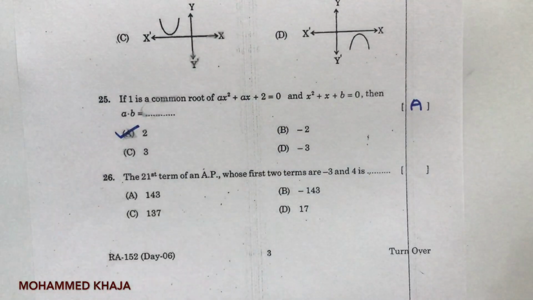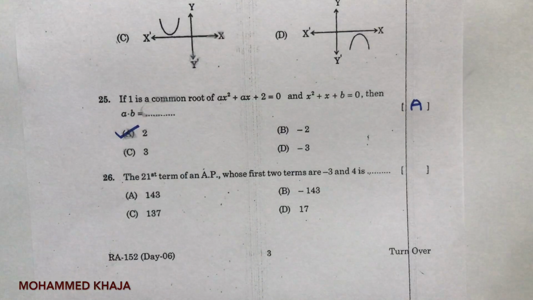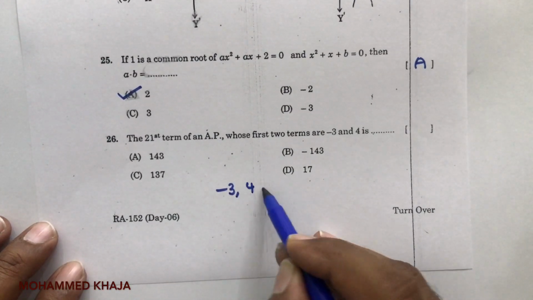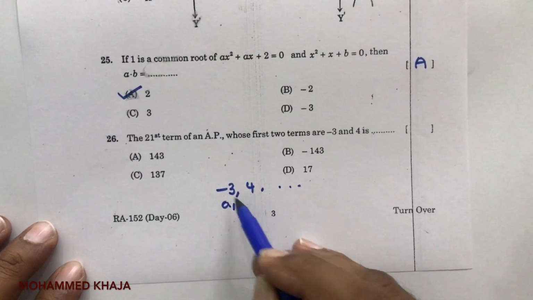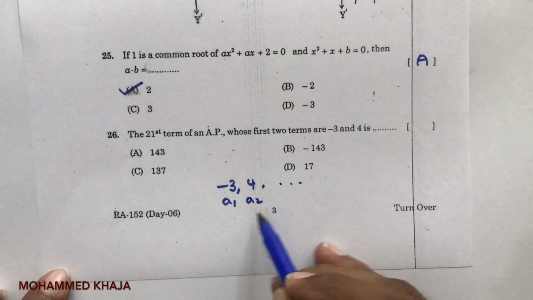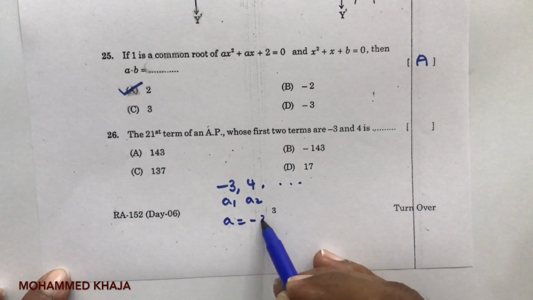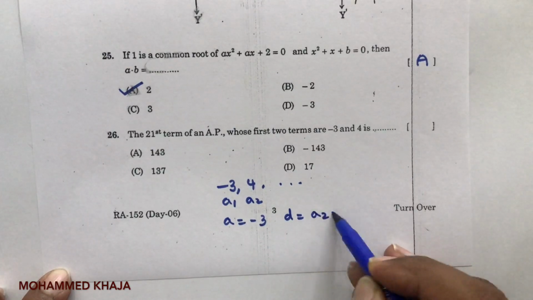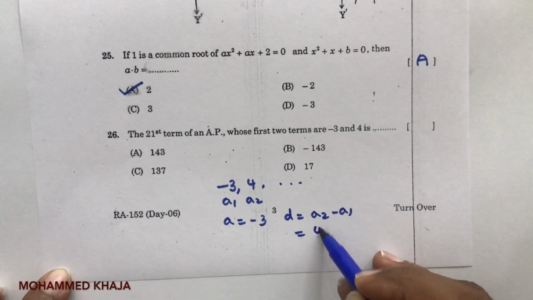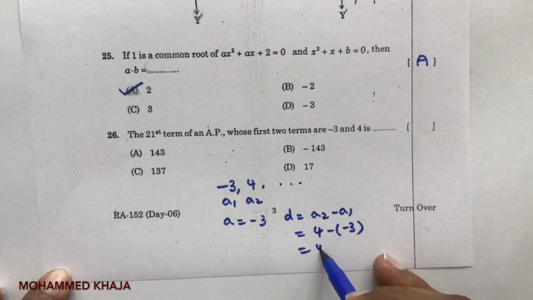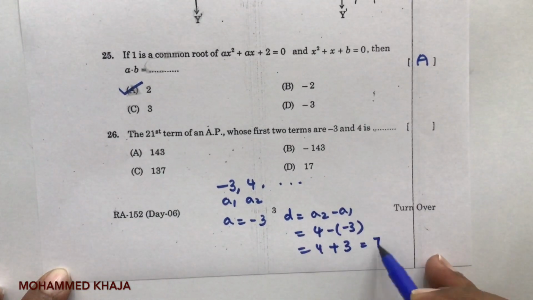Next one. Find the 21st term whose first two terms are minus 3, 4, and so on. So a1 is minus 3, a2 is 4. So a is minus 3 and the common difference is a2 minus a1, which is 4 minus of minus 3. So 4 plus 3, which is 7.